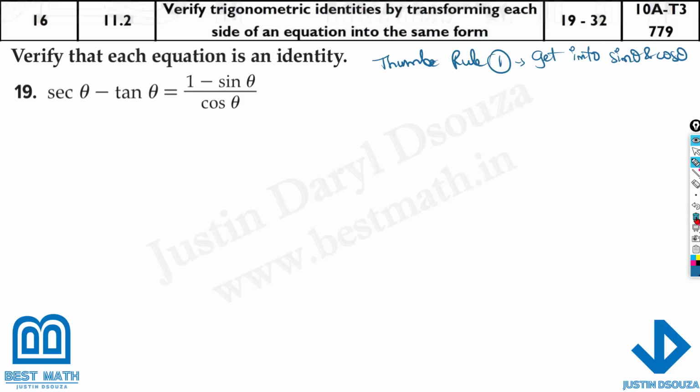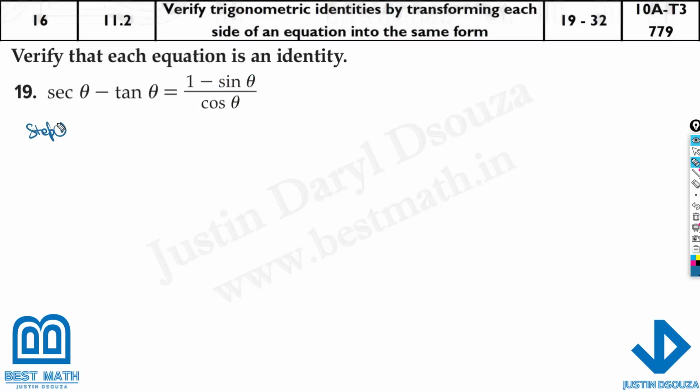What does this mean? Whenever you see sine, leave that. Don't go to simplify that. Cosine, don't go to simplify that. Where you can see anything other than these, try to get them in terms of sine and cosine. Let me show you. Step 1 here.